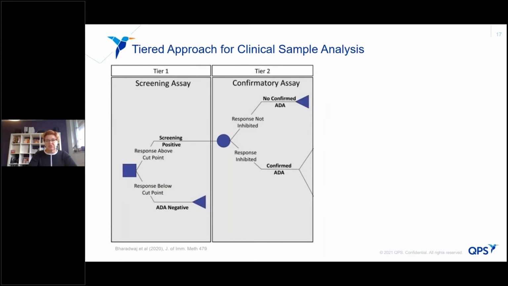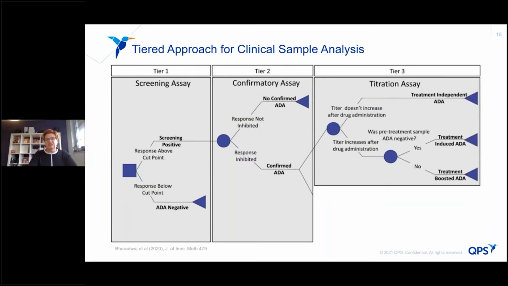If the response is a non-specific background, it will not be affected by the presence of excess drug, and the sample is then reported as not confirmed. A third step is a titration assay. This is performed for the confirmed positive samples, and it gives you a sense of the amount of antibodies present in the sample. Most often, the sample is measured at several dilutions, and the highest dilution at which it is still above the screening cut point or titration cut point is reported as the titer.